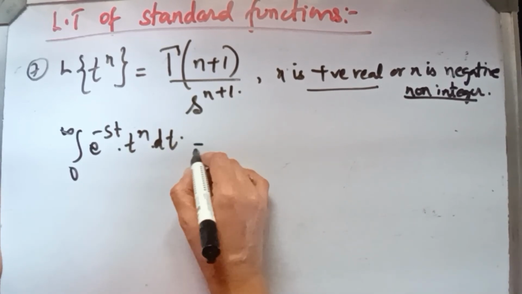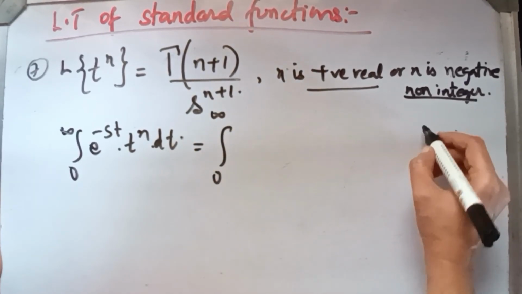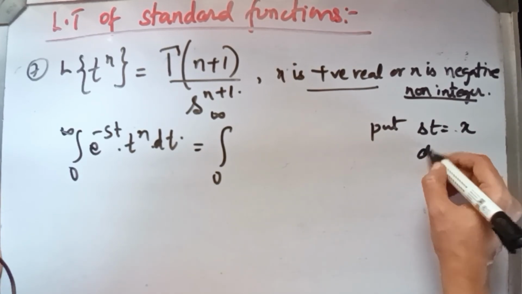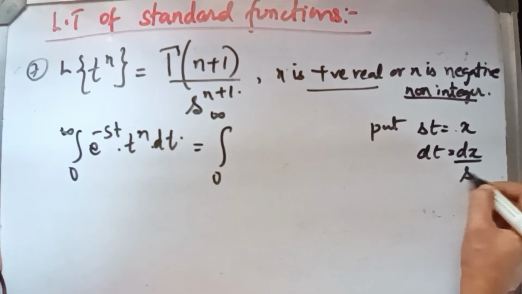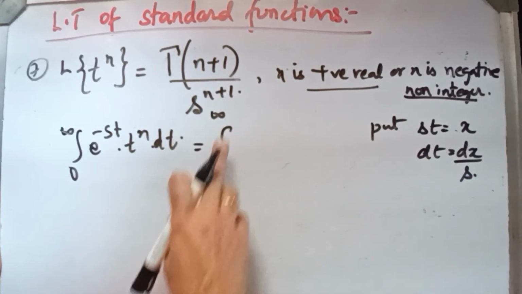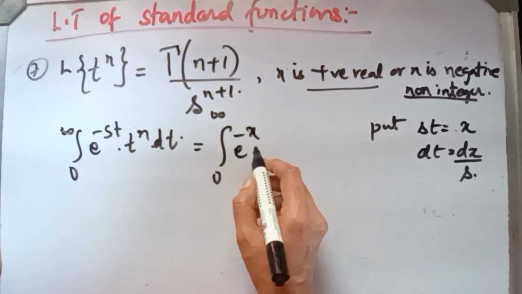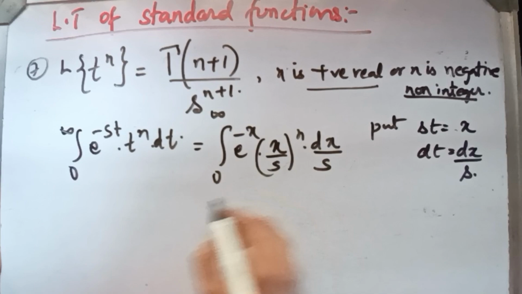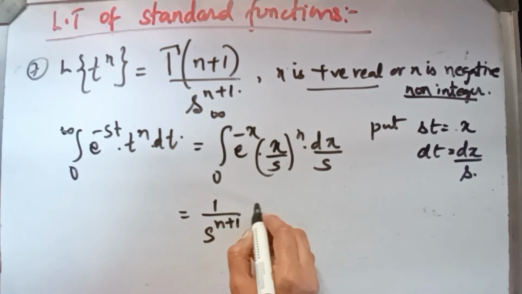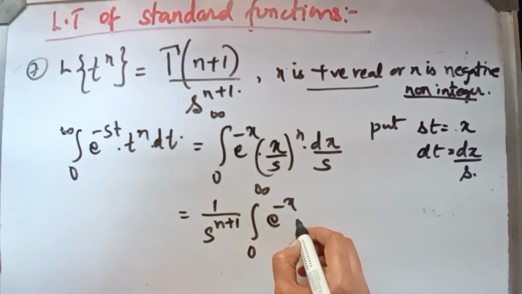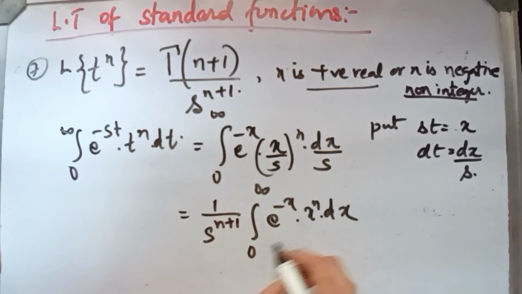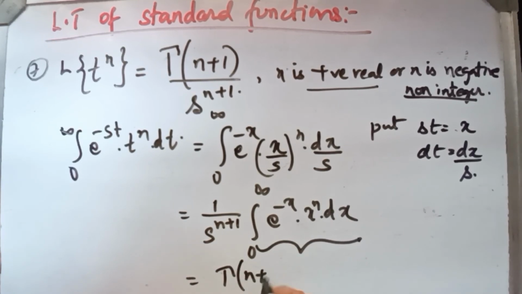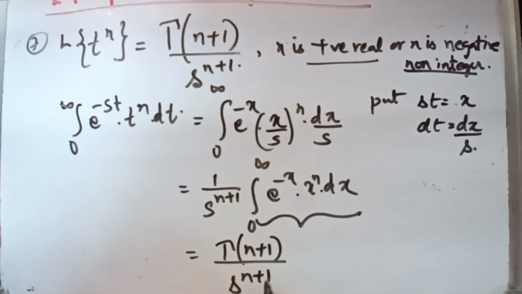Then this can be simplified as the integral from 0 to infinity. You have to take st as x, a new variable. Put st equal to x, so dt equals dx by s. Accordingly, x is also from 0 to infinity. So e power minus x into (x by s) to the power n into dx by s. That is equal to 1 by s to the power n plus 1, which is a constant, times the integral from 0 to infinity of e power minus x into x to the power n dx. This is the definition of gamma of n plus 1. So we get gamma of n plus 1 divided by s to the power n plus 1.